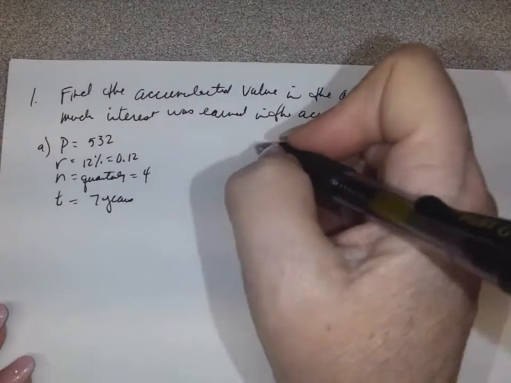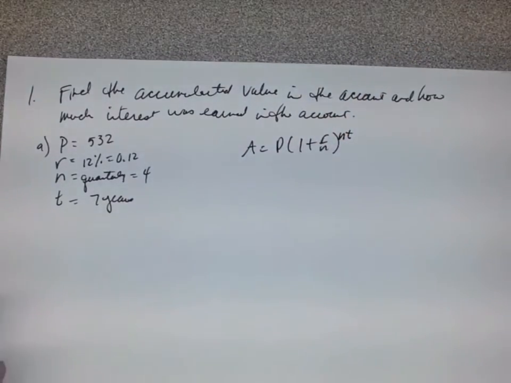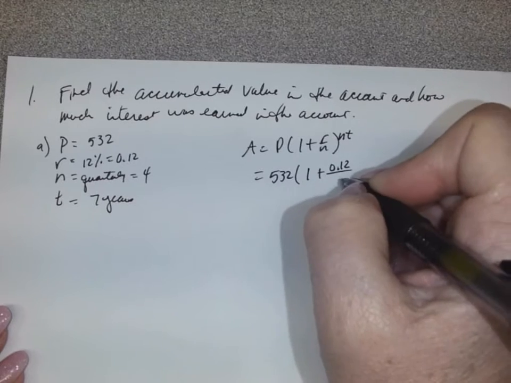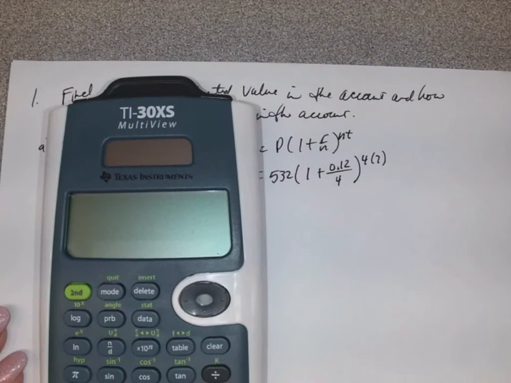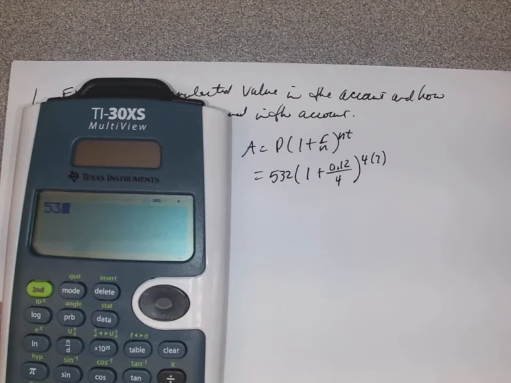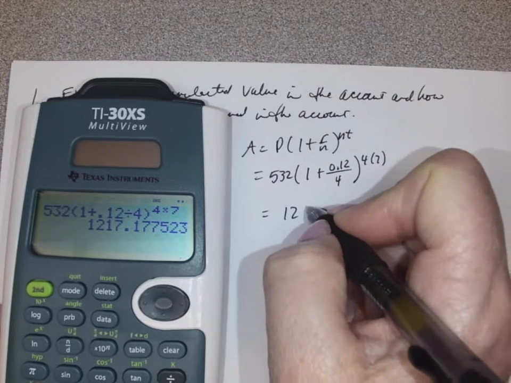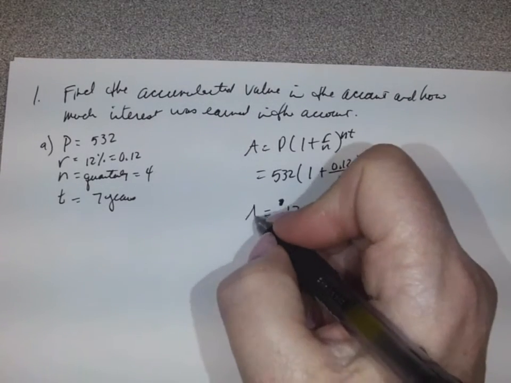So to do this, we need our formula of A is equal to P times 1 plus R over N raised to the NT. So 532 times 1 plus 0.12 over 4 raised to the 4 times 7. So putting this in our calculator, we get 532 parenthesis 1 plus 0.12 divided by 4 raised to the 4 times 7. And this will get us a value of 1217.18. Now this is the amount in the account, so this is the A part.